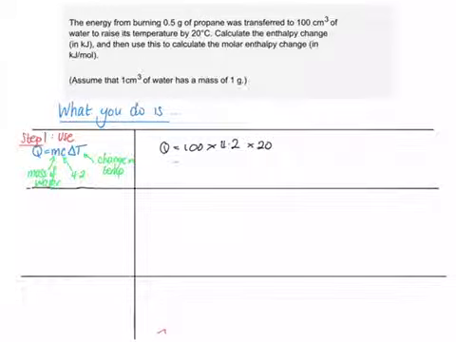If you put this into your calculator, you've got 8,400, which is in joules, and let's convert it into kilojoules to make it a bit easier to use. So to convert from joules into kilojoules, we divide by 1,000, which is 8.4 kilojoules.